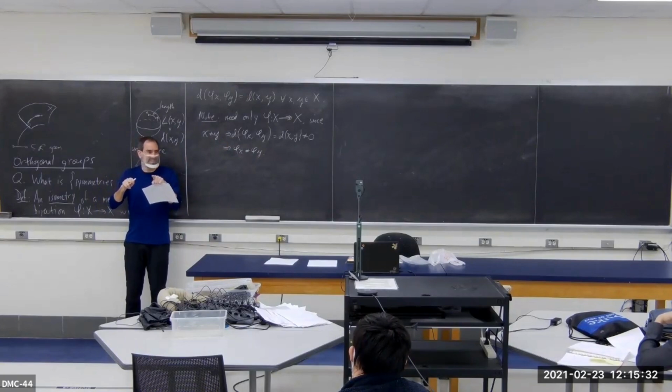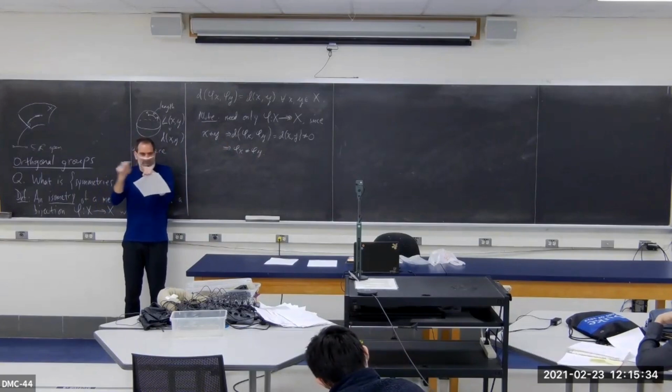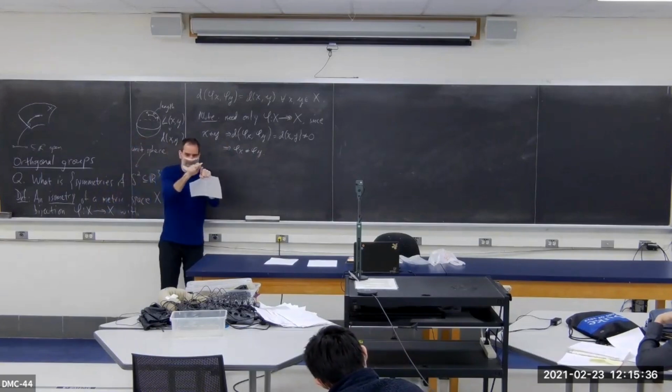It's a very simple statement. If these two things are different, then the distance between them is strictly positive. The distance between their images is therefore also strictly positive because it preserves distance.